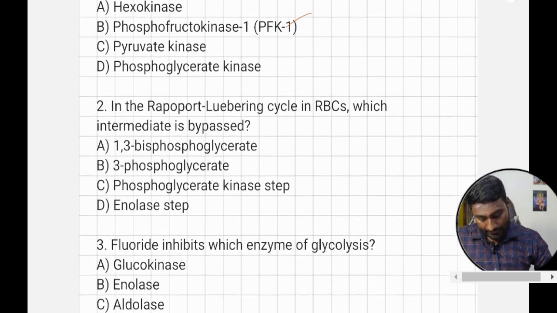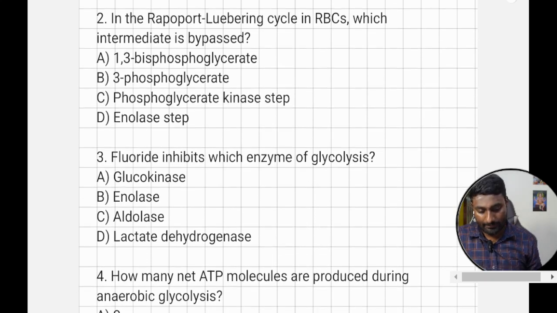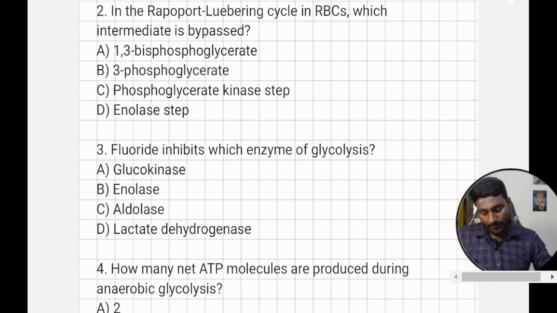Now, in the Rapoport-Luebering cycle in RBC, which intermediate is bypassed? They are asking what is the intermediate which is being bypassed in the Rapoport-Luebering cycle. You find it out. 1,3-bisphosphoglycerate? No, it is the starting substance. 3-phosphoglycerate? It is the ending product, the ending step. The phosphoglycerate kinase step. Yes, obviously. Okay. This is what it is missing.